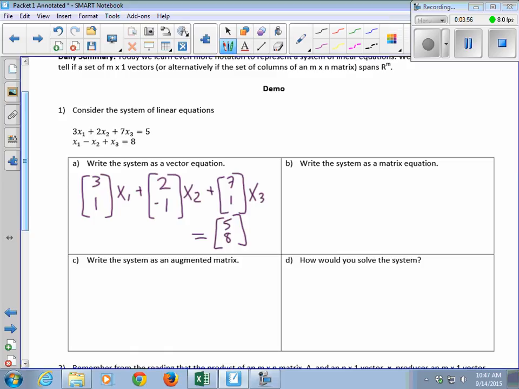No, it does not matter. You could put x1 and then the vector. It's multiplication, so it's commutative.